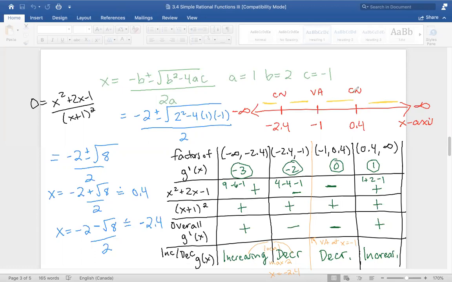And 0.4 was another critical number. So something is happening there. So if I'm decreasing and then I'm increasing, then this is going to be my local min at x equals 0.4. So I do have a local max point, I do have a local min point, but one of those values there is just a vertical asymptote and not a max or min.